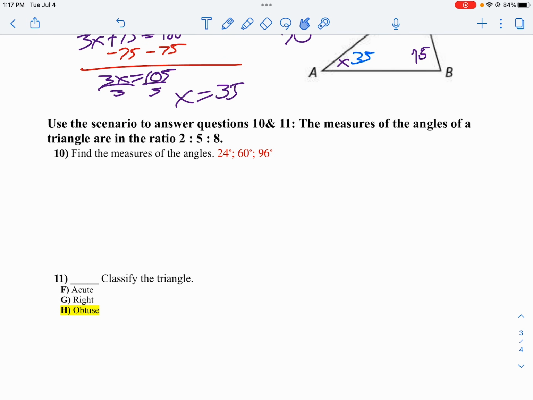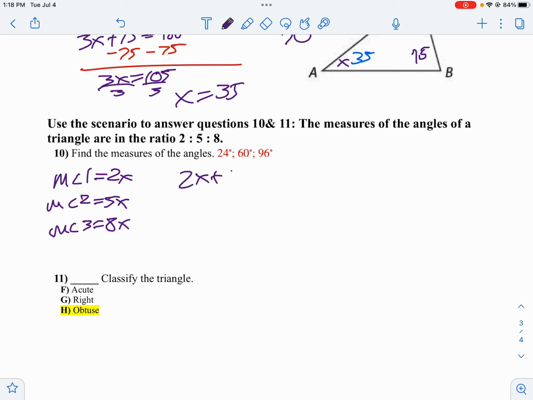On the last two questions, the measures of my angles are in the ratio of 2 to 5 to 8. Well, I know the triangle sum theorem says they have to add to 180. Notice 2 plus 5 plus 8 does not equal 180. So here's what I'm going to do. I'm going to let the measure of angle 1 be 2x, the measure of angle 2 be 5x, and the measure of angle 3 be 8x. In other words, 2x plus 5x plus 8x equals 180.